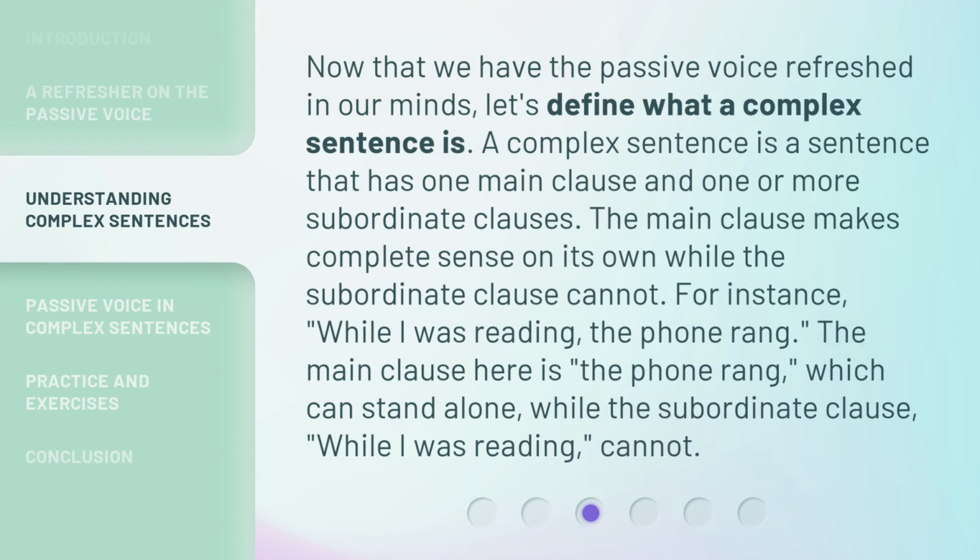Now that we have the passive voice refreshed in our minds, let's define what a complex sentence is. A complex sentence is a sentence that has one main clause and one or more subordinate clauses. The main clause makes complete sense on its own while the subordinate clause cannot. For instance, while I was reading, the phone rang. The main clause here is, the phone rang, which can stand alone, while the subordinate clause, while I was reading, cannot.